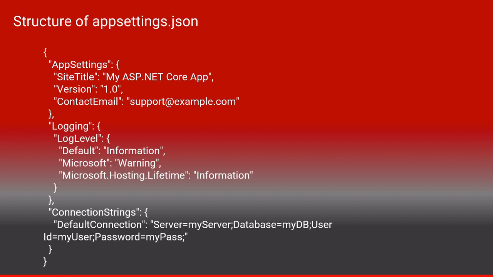In addition to the site title, we can store other settings such as the application version and a contact email. The logging section allows us to configure log levels, and the connection strings section is where we manage database connection strings. This structure enables us to keep all related settings organized and easily accessible.